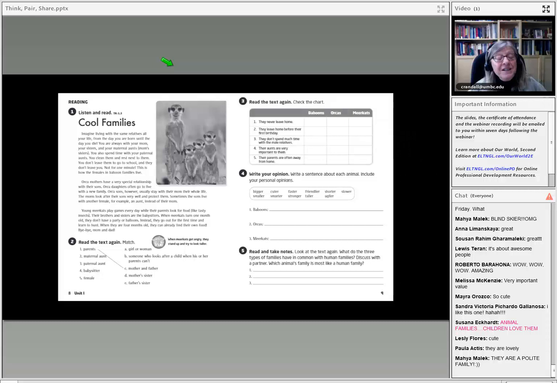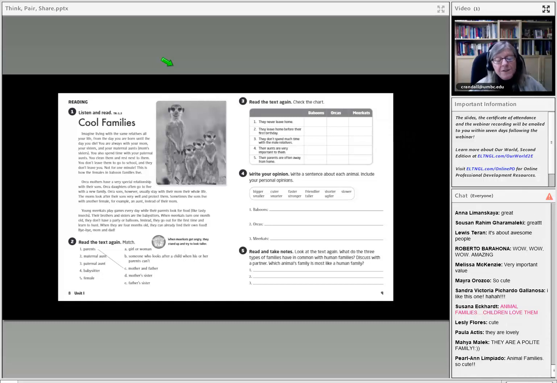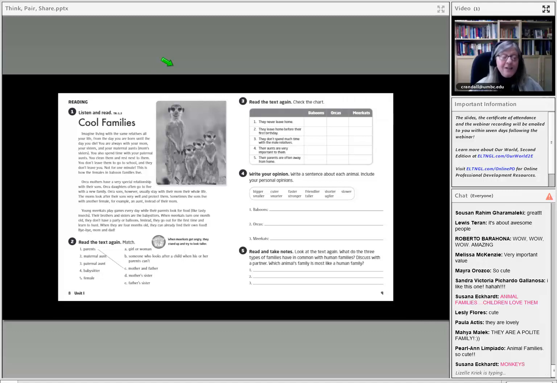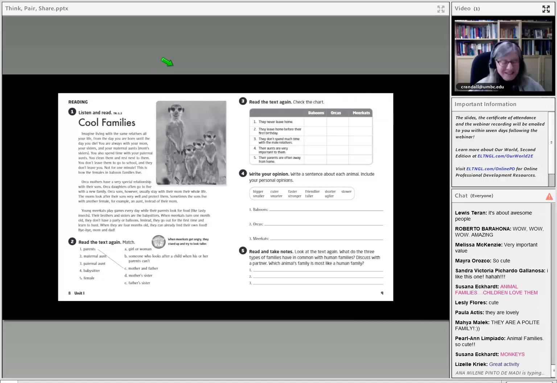So there's a graphic organizer here to read and figure out what applies to baboons, to orcas, or meerkats. And then they have a chance to write a sentence about their personal opinions about each of the animals, and then to look at the texts again and to see, okay, what do these families have in common with human families, and with a partner, again, with a think, pair, share? Which animal's family is most like a human family? Kind of interesting. And of course, there's no right answer to which family is most like a human family. There's going to be just different opinions.